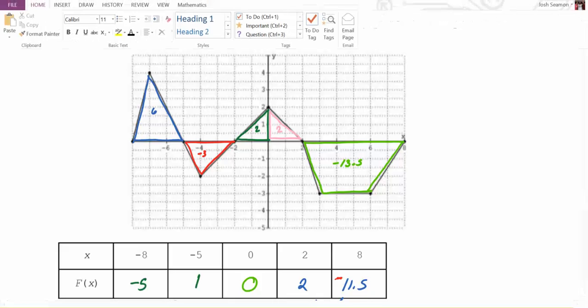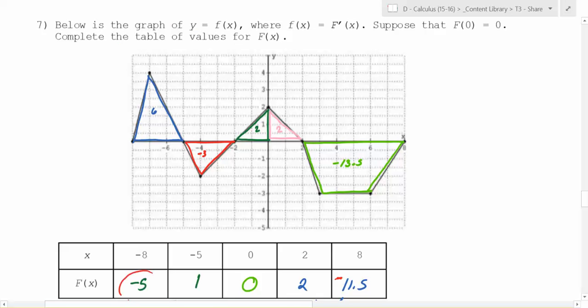What it's asking you for right here, what it's asking you for this value, and it tells you this is the answer key. But what it's telling you to do is find f of negative 8. That's the area under the curve, f of negative 8.